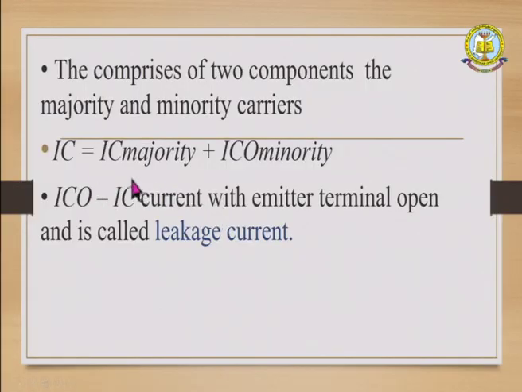So further, this is the transistor's own concept of the formulas. It comprises two components, the majority and minority carriers. That formula is IC equals IC majority plus IC minority. That is equal to ICO minus IC, the current with the emitter terminal open, and it is called the leakage current. That formula is the leakage current.